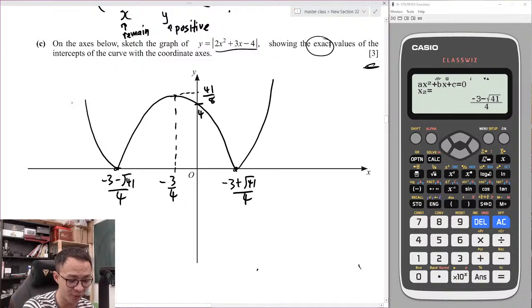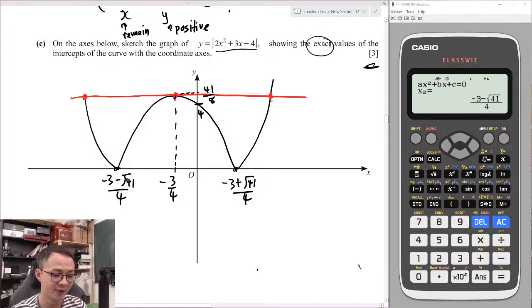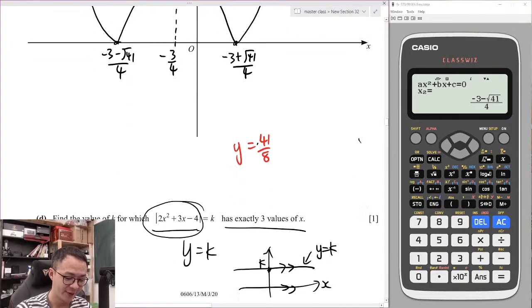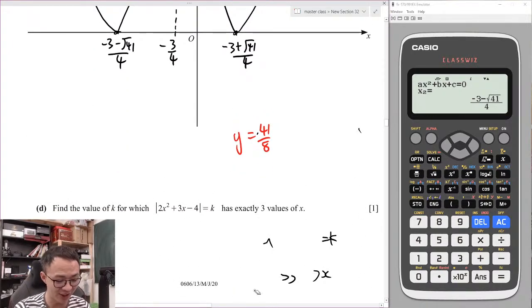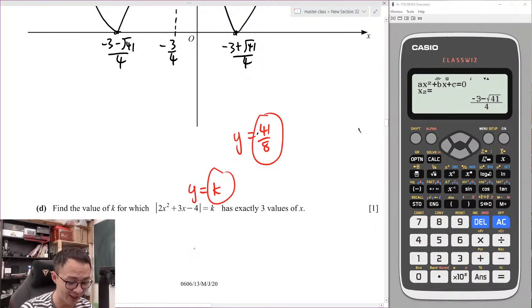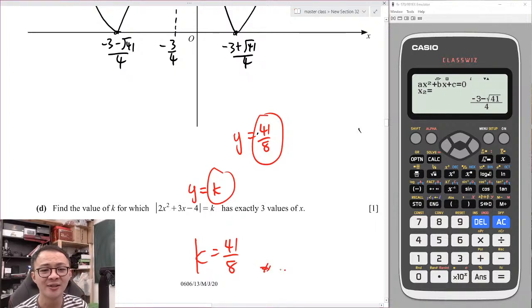So in order to only touch 3 points, I know I need to be at the maximum, or we call it the turning point, just slightly higher a little bit. Yep. So I touch 1 point here, 2 points here, 3 points here. So therefore, my y equals 41 over 8. But the question doesn't ask you to find y. The question asks you to find k here. Because this is y equals k, I know my k equals 41 over 8. Okay, this is just 1 mark. It just tests how much you understand about exactly 3 values of x.